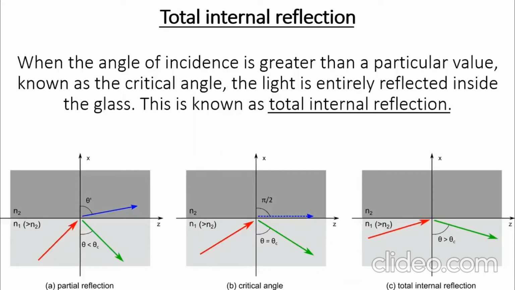In figure B, the angle of incidence is the same as the critical angle, so the angle of refraction will be 90 degrees. In figure C, the angle of incidence is greater than the critical angle, so it is totally internally reflected and there is no refracted ray. For total internal reflection to happen, the angle of incidence must be greater than the critical angle. The critical angle depends on the material.